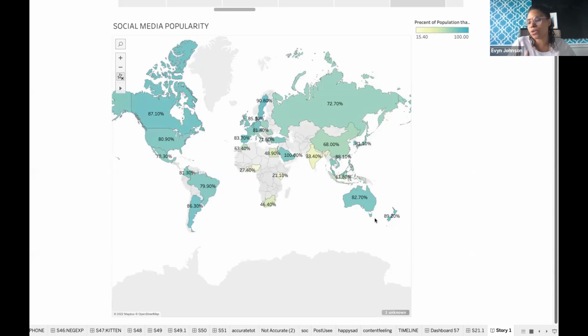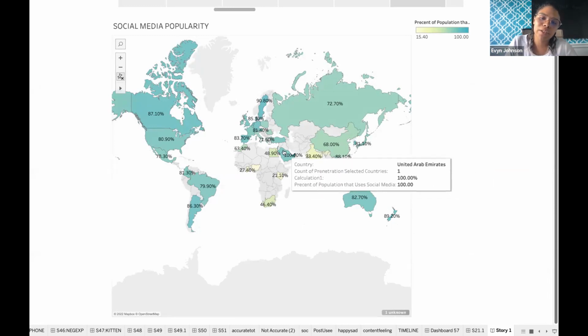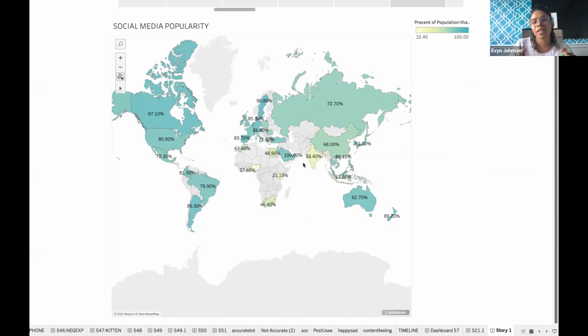So this chart shows the penetration of social media throughout the world. A really interesting fact with this one is that the United Arab Emirates has 100% penetration. That means 100% of their population uses social media, which I found to be particularly fascinating. I also want you to hold on to that thought because we'll talk about it again a little bit later.